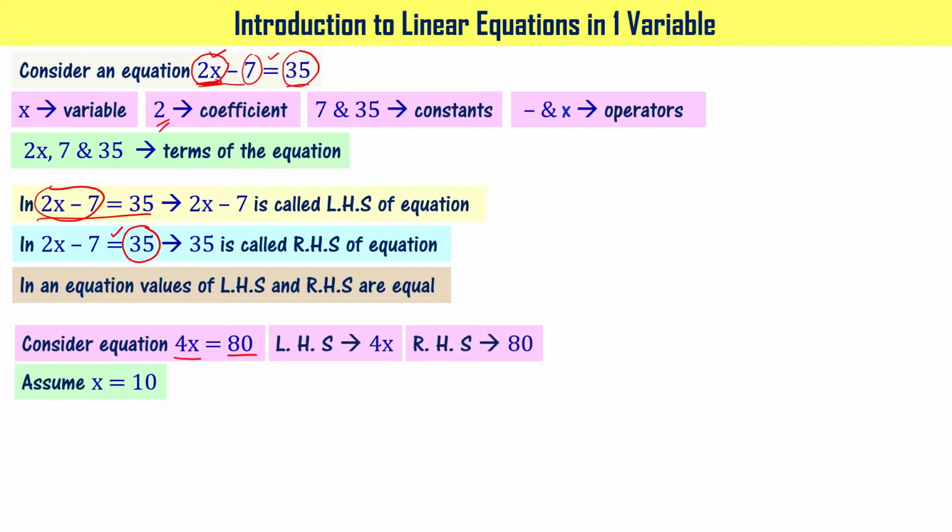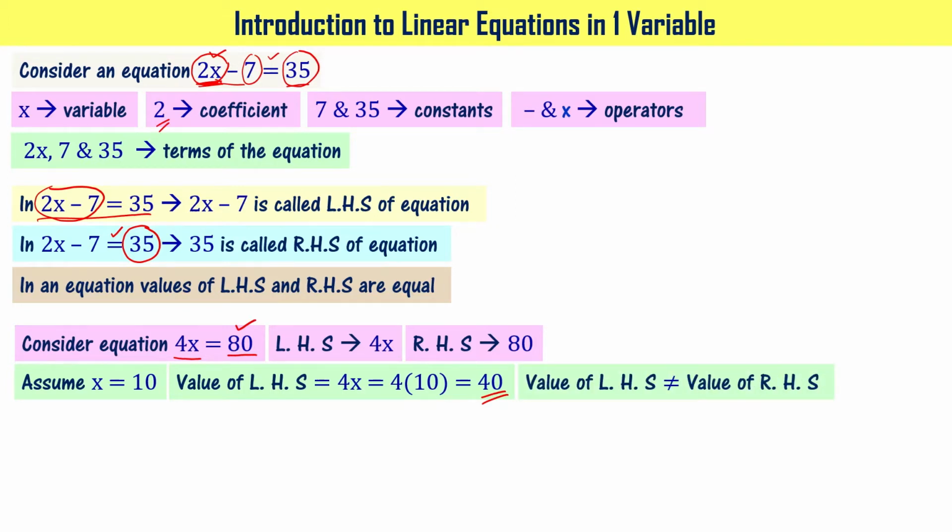Let's assume that x equal to 10. Then find the value of LHS. It means you will be substituting 10 for x in the 4x. So when you substitute, you are getting the answer as 40, or the value of LHS as 40. Whereas we know the value of RHS, that is 80, right? Hence we say that the value of LHS is not equal to the value of RHS. That's why x equal to 10 is not a solution to this equation. Please note this.